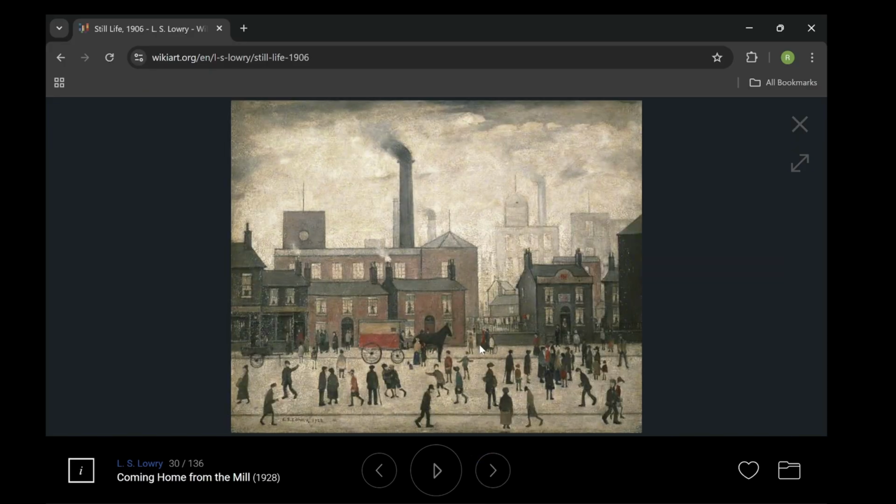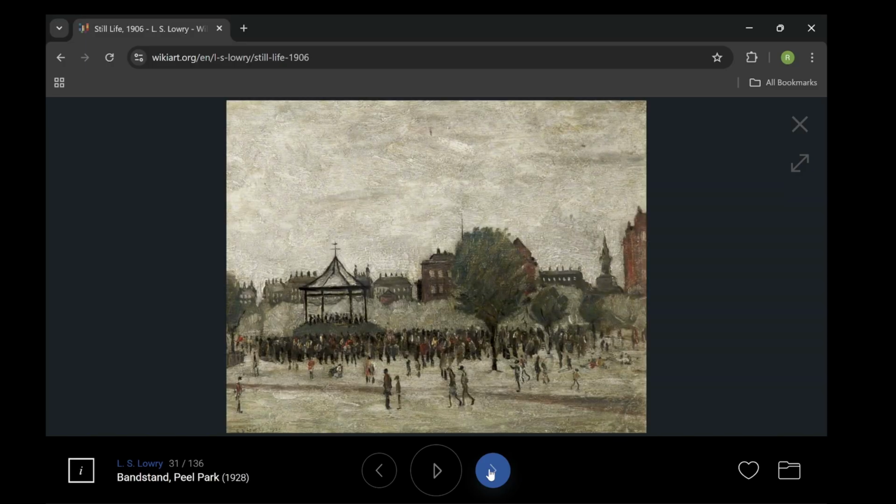Bit more of the same. Bit more flat. Not as much perspective. Tall horse there and a cart. How much times have changed in not that much time? I'm going to have a sip of cocoa. So we're in the park now.